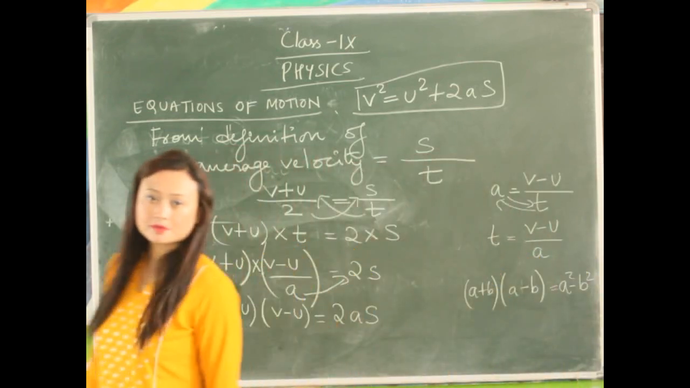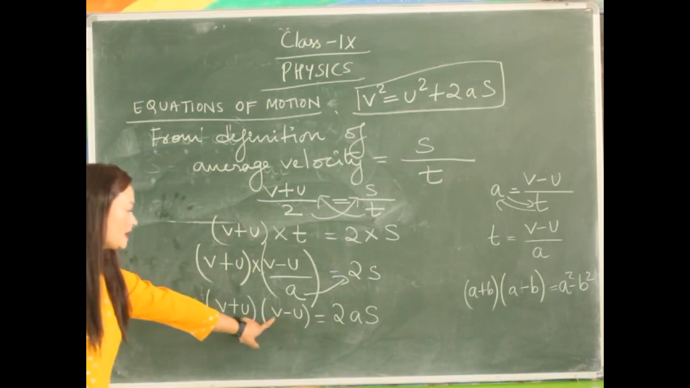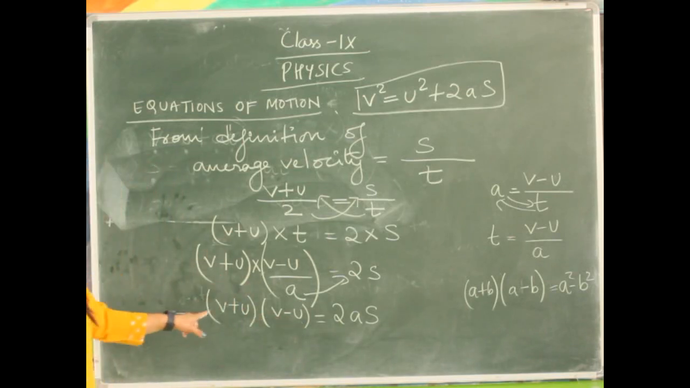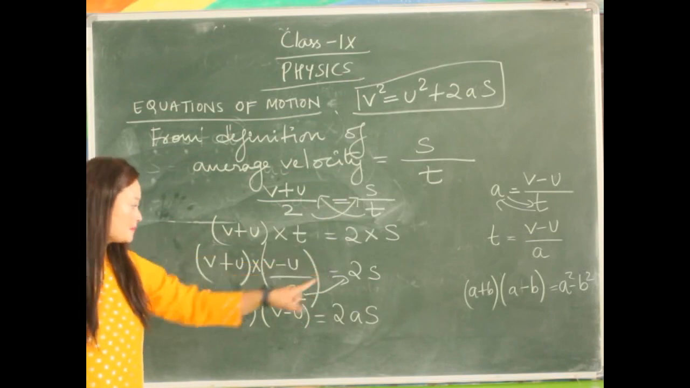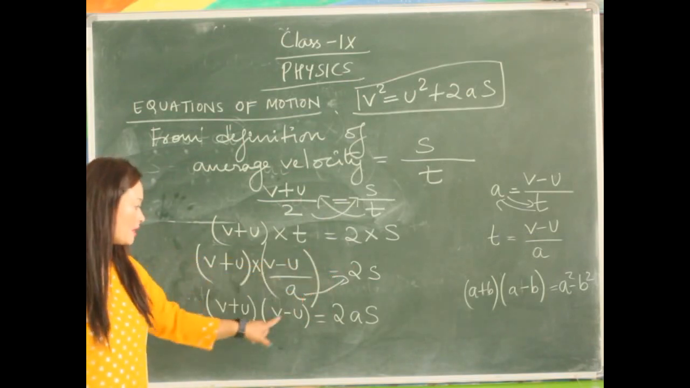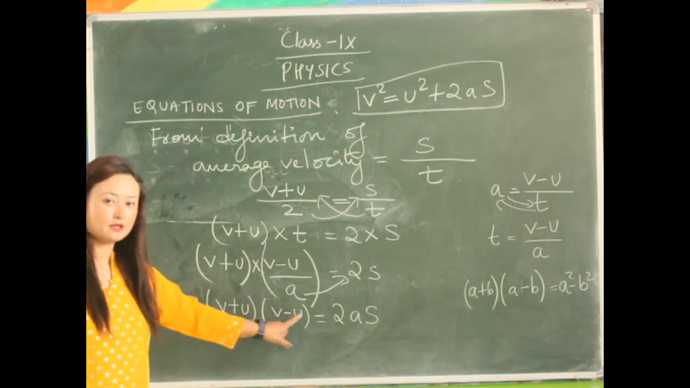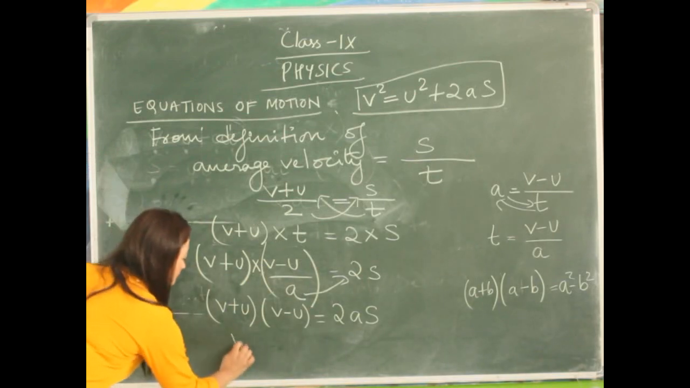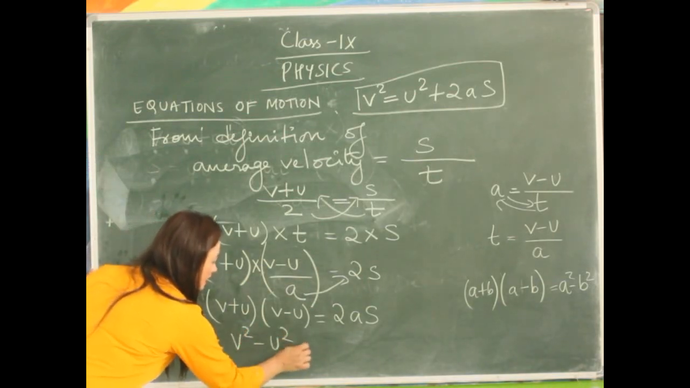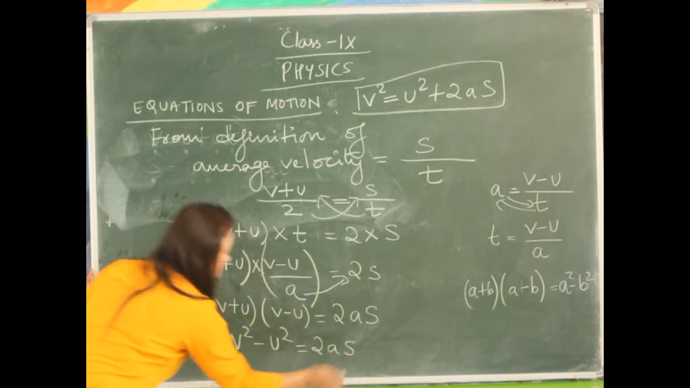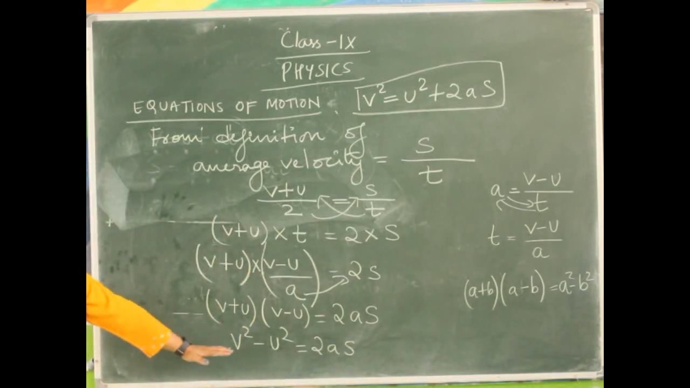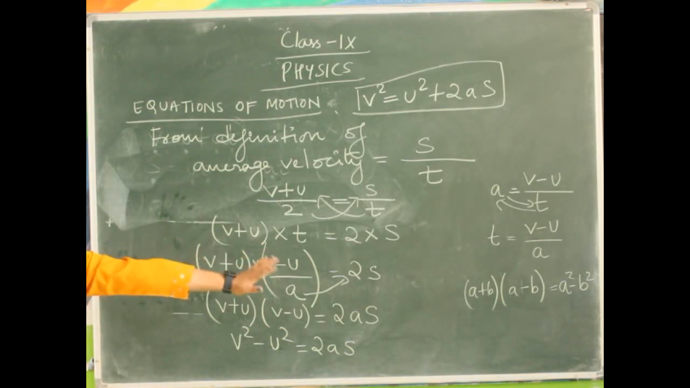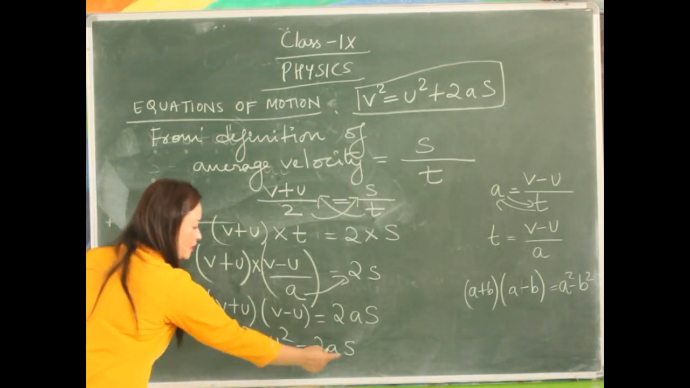Now look over here. It's exactly like (a plus b), (a minus b). Only the difference is instead of a we have v, instead of b we have u. So (v plus u), (v minus u). And what should be there? It should be v square minus u square equals 2as, which is your algebraic identity. Okay, we derived it from the algebraic identities which you have learned in class 8 already. So v square minus u square is equal to 2as.